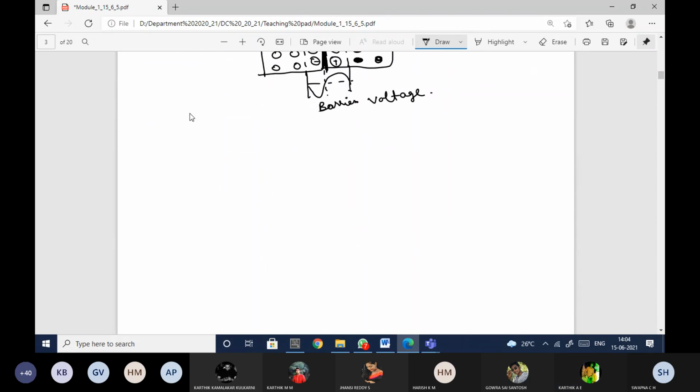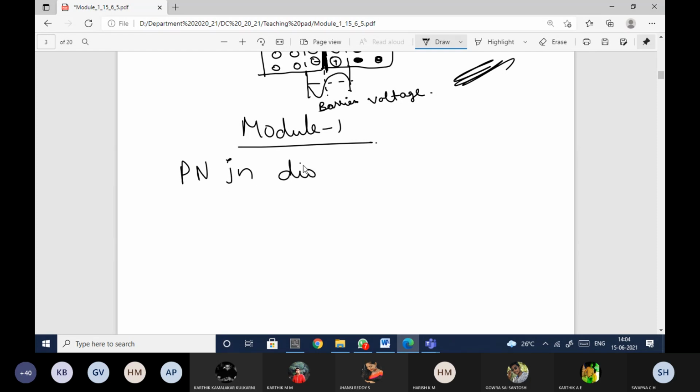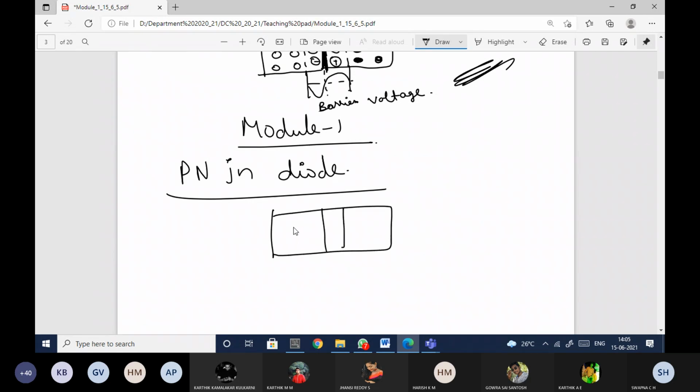Until here, whatever I have discussed is all basics. Now I'm going to module 1. In module 1, the first thing is the PN junction diode. I have explained how it is formed. So this is my P side and this is my N side, and here I have the depletion region present. I will also have the barrier voltage there.